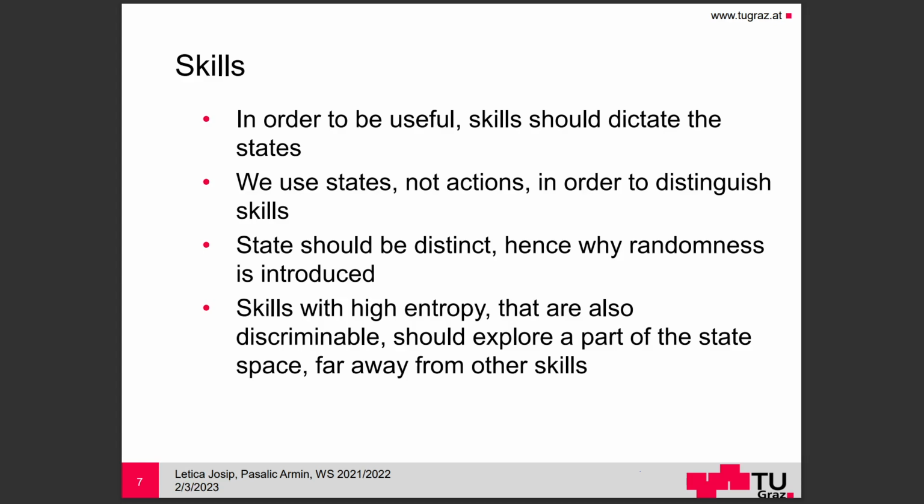So on top of discriminability, we also want our states to be as distinct as possible, hence why randomness is introduced in the initial exploration stage. And we want both a high entropy and discriminability, because if we combine both of them, then our skills should be able to explore a part of the state space that is as far away from other skills as possible. And all of that increases the diversity of our model.